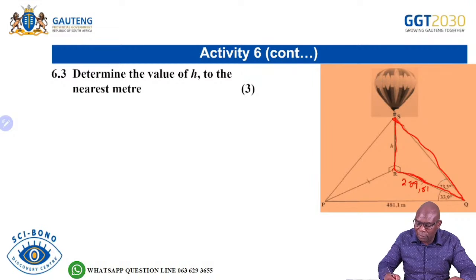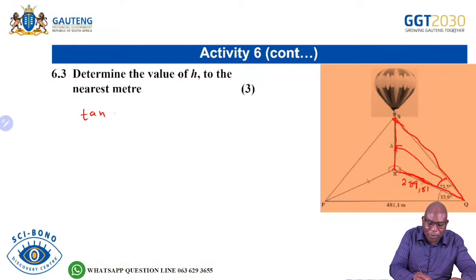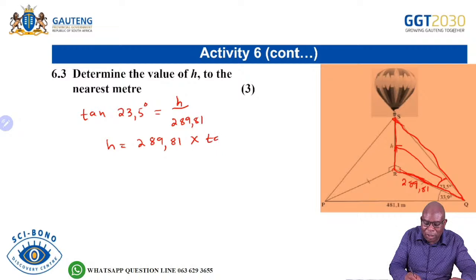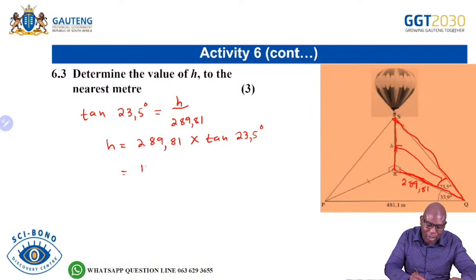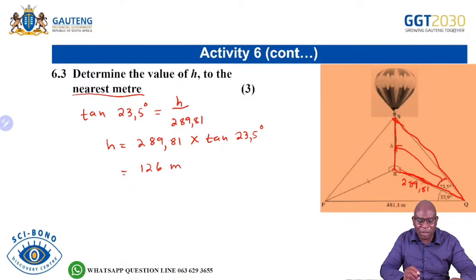Okay, so how do I determine the value of H? I see if I use this angle, I've got the opposite and I've got the adjacent. What uses opposite and adjacent is the tangent. So as a tan of 23.5 degrees, it's equals to h over 289.81. Then the h will be the same as 289.81 multiplied by the tangent of 23.5 degrees. Then I'm using my calculator to get that, and I get 126 meters. And they say to the nearest meter, meaning that I don't have decimals, so my h will be 126.